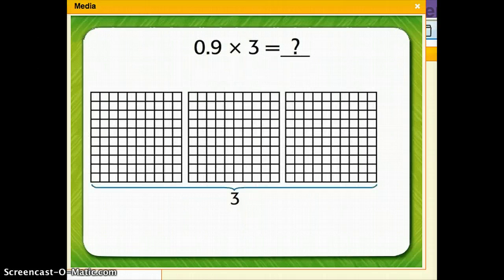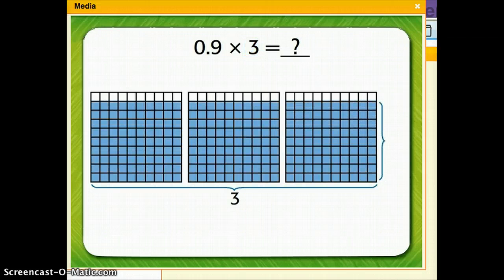First, draw 3 10 by 10 grids to show the factor 3. Then shade 9 rows of each decimal model to represent 9/10. There are 3 groups with 9/10 in each group.